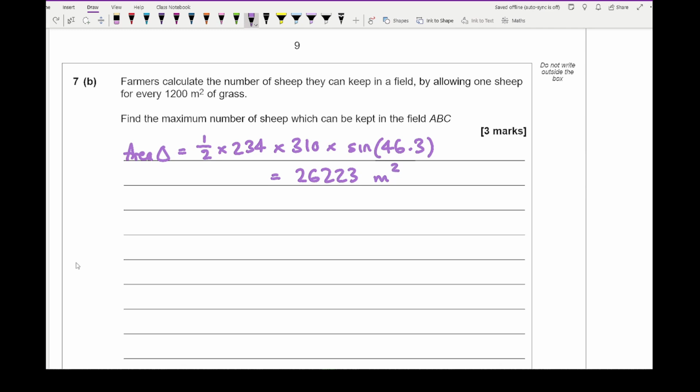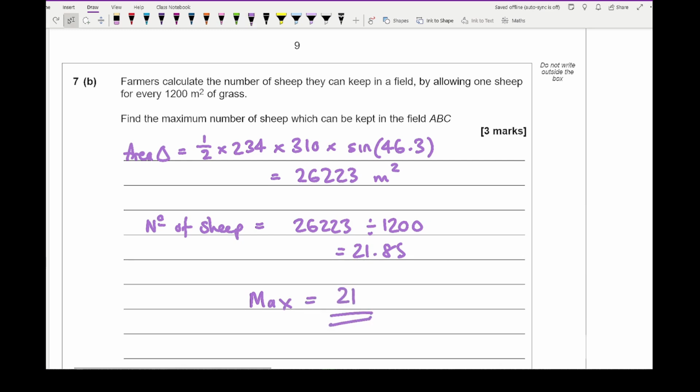And then from this, we then need to work out the number of sheep. So what do we do? Well, we're going to divide 26223 by 1200, in which I get an answer of 21.85. And then for this, because we're looking at the maximum, we want to round down. So the maximum number of sheep is therefore going to be 21.